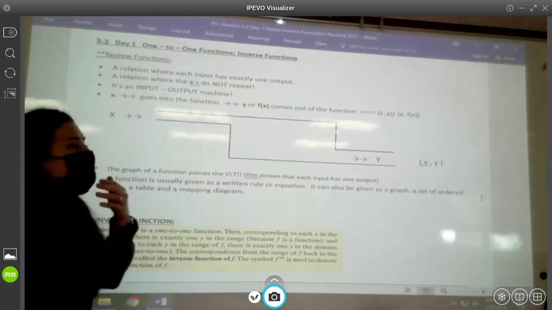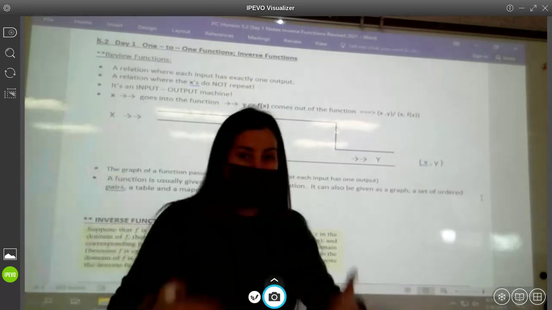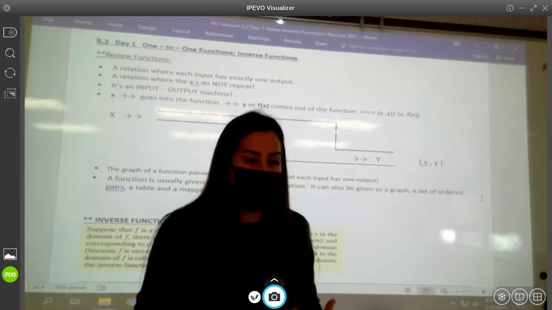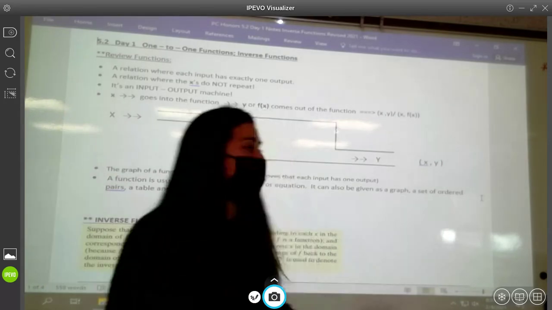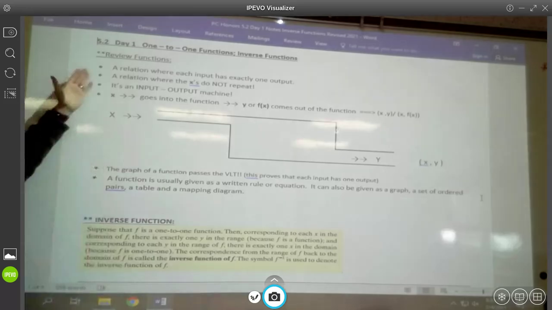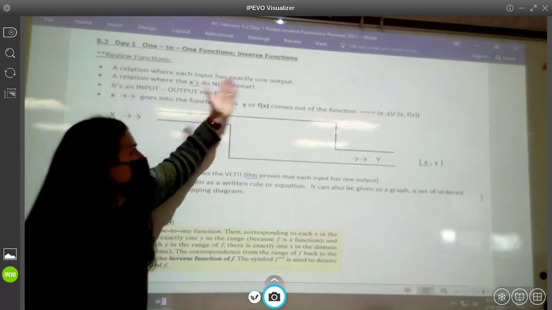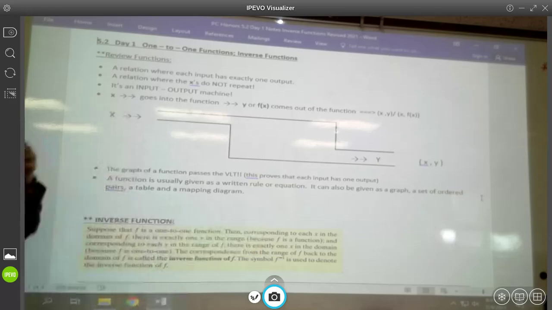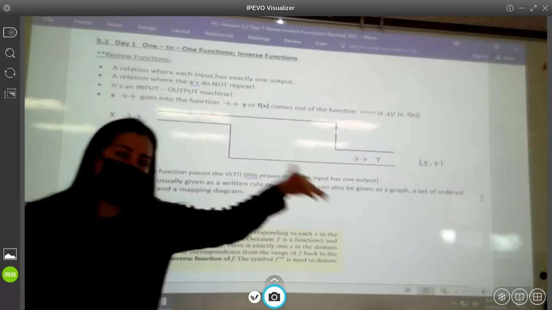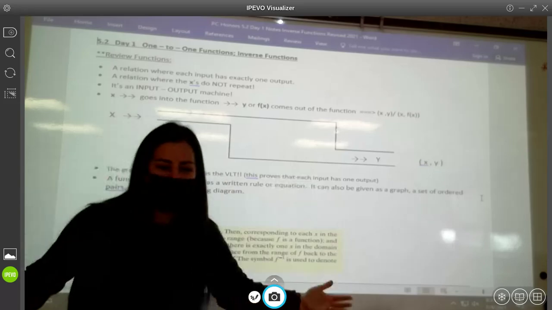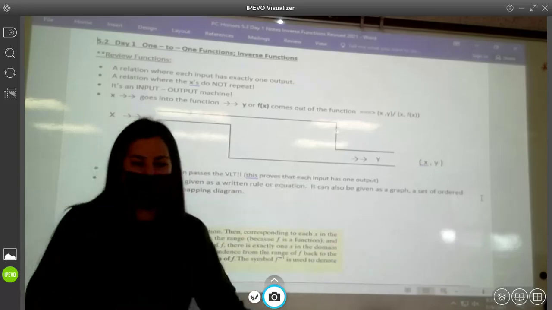Since an inverse, by definition, is a function, I want you to remember what it means to be a function and all the different definitions that brings up. First of all, a function is a relation where each input has exactly one output, right? That's a relation where the x's do not repeat. That's usually how we would look at a relation. We would look to see if the x's didn't repeat, then we would know that relation represents a function.